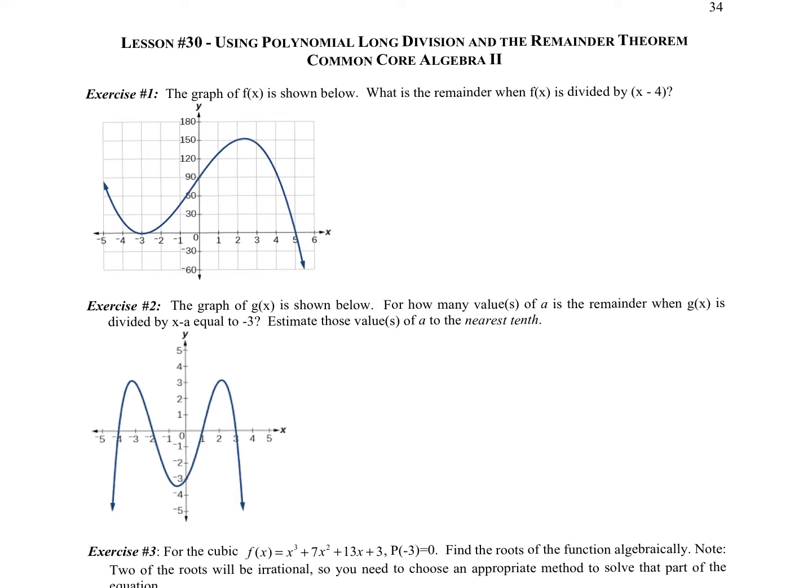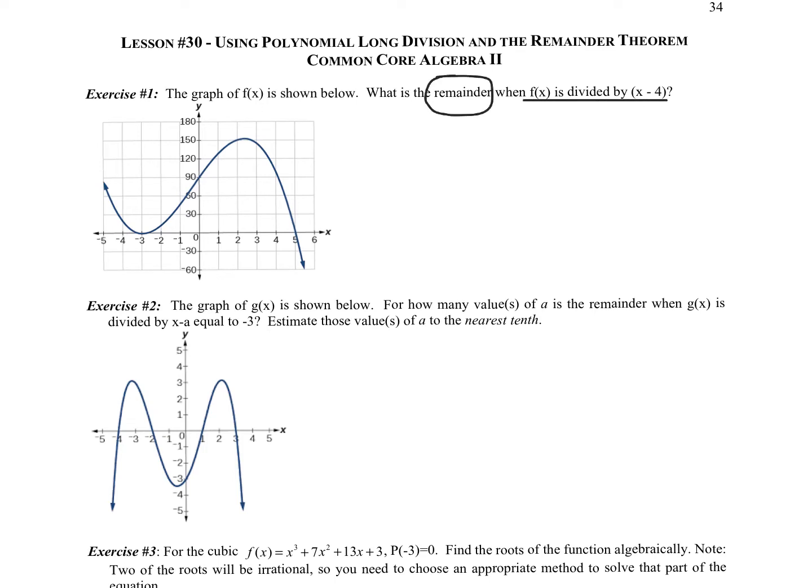I suggest trying to think about them on your own first, but ultimately you're going to say, okay, here's what I know from the last two lessons, and this is how it could help me solve this question. So the first one says the graph of f of x is shown below. What is the remainder when f of x is divided by x minus 4? So this is a remainder theorem question.